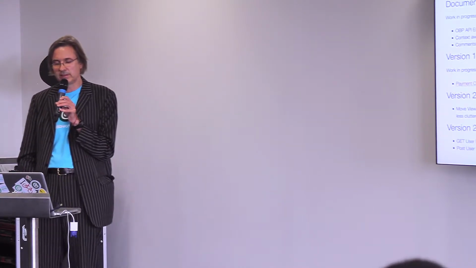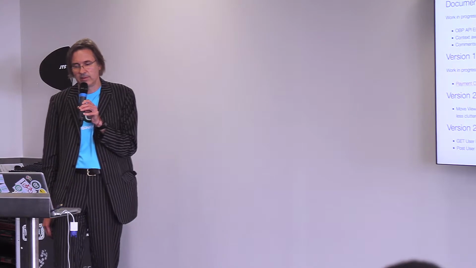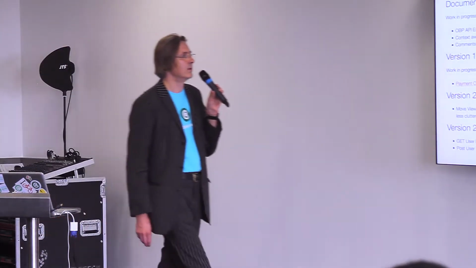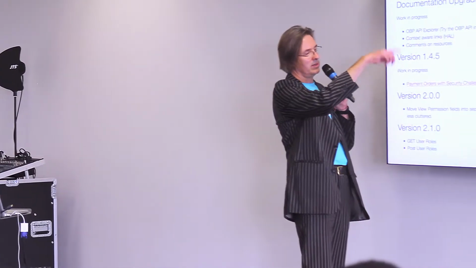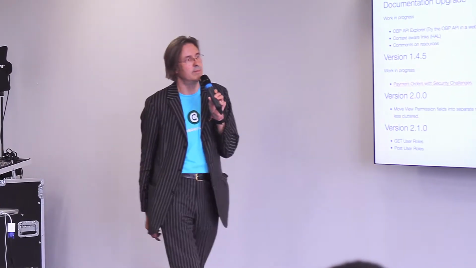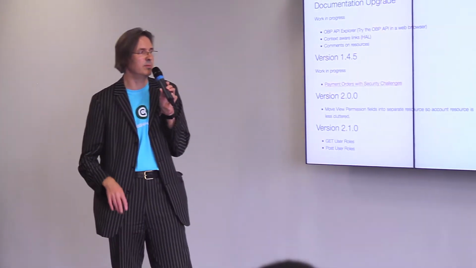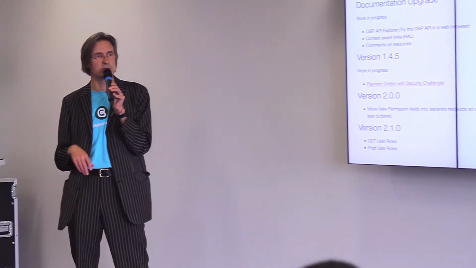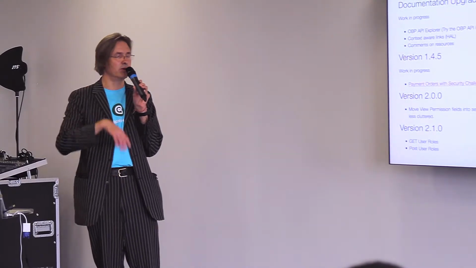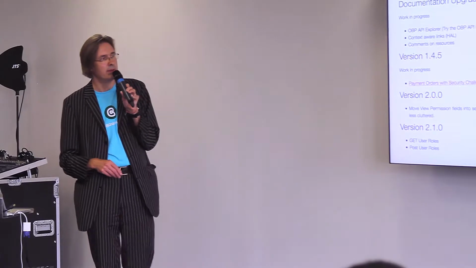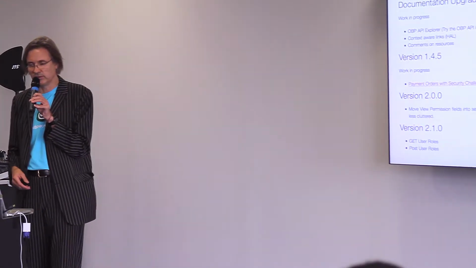Our roadmap is here, openbankproject.com/roadmap, and yeah, we're working on this at the moment. Probably the next thing is to clean up the API permissions a bit, move it into a separate resource, because it seems a lot of information when you get back account data right now. And then we're going to work more on user roles and so on.